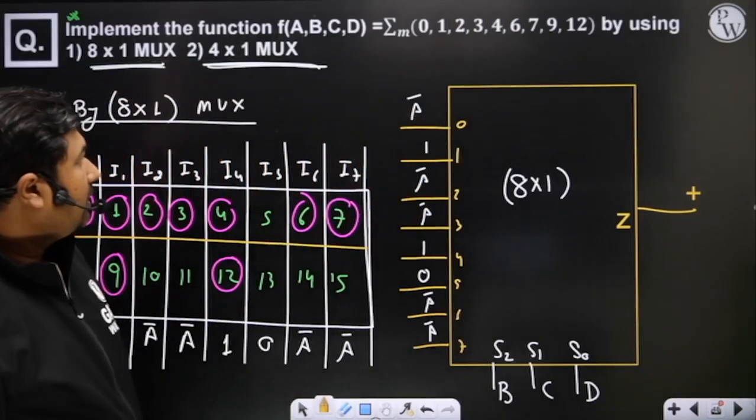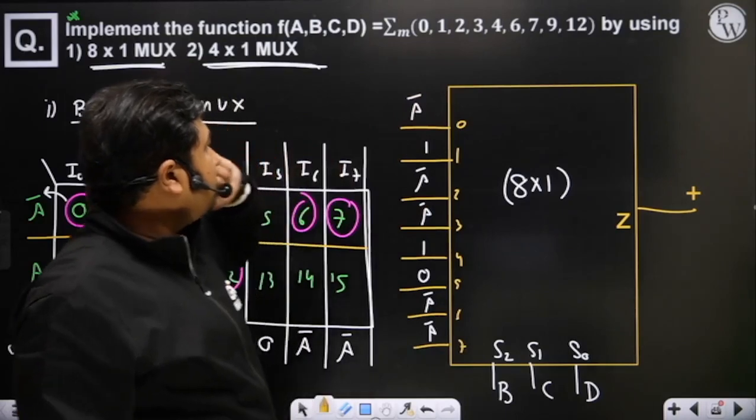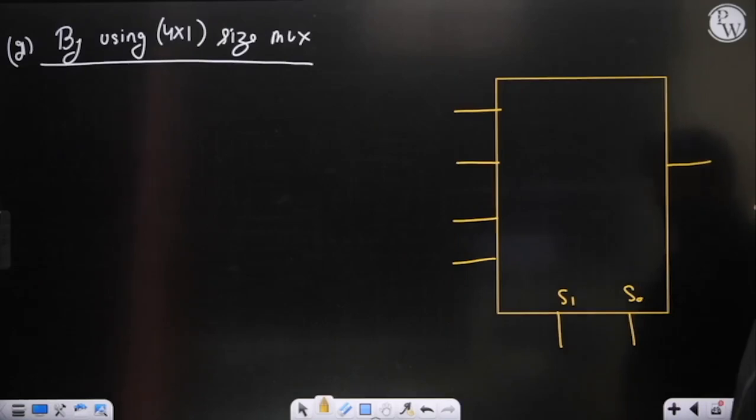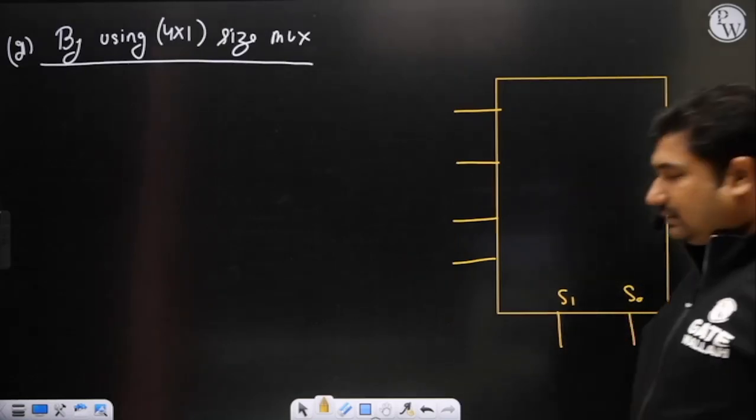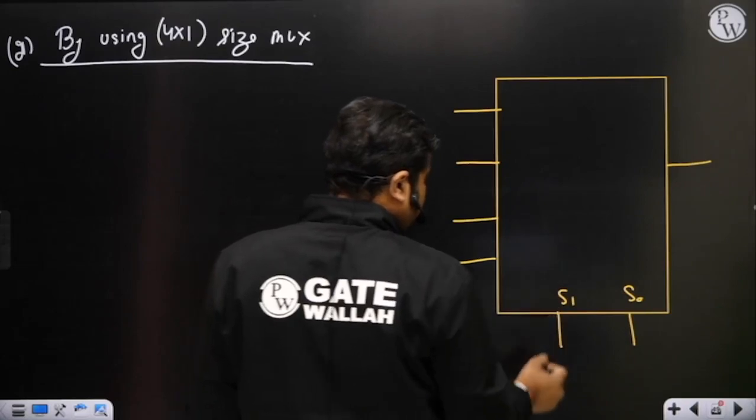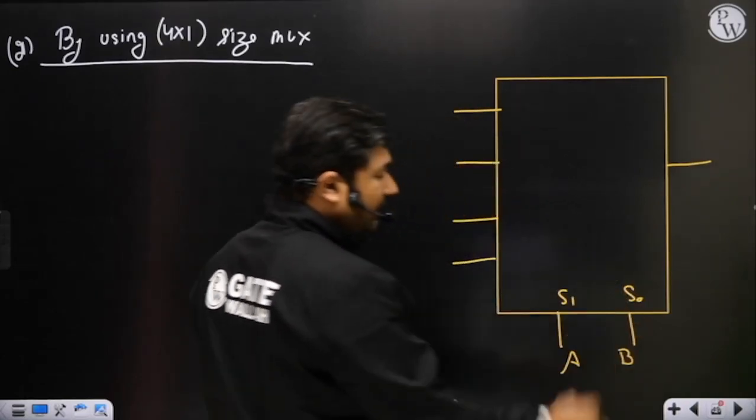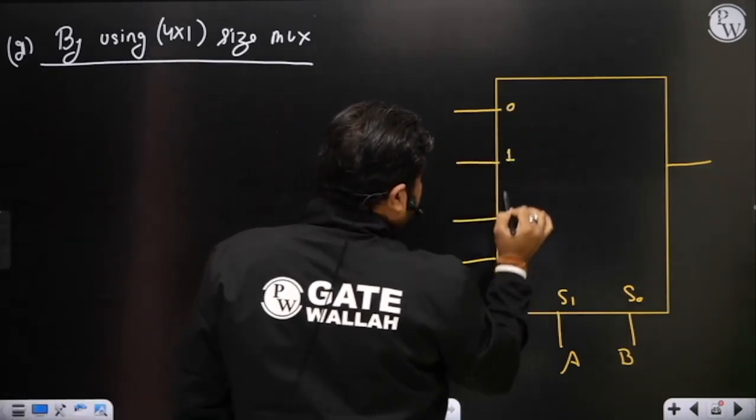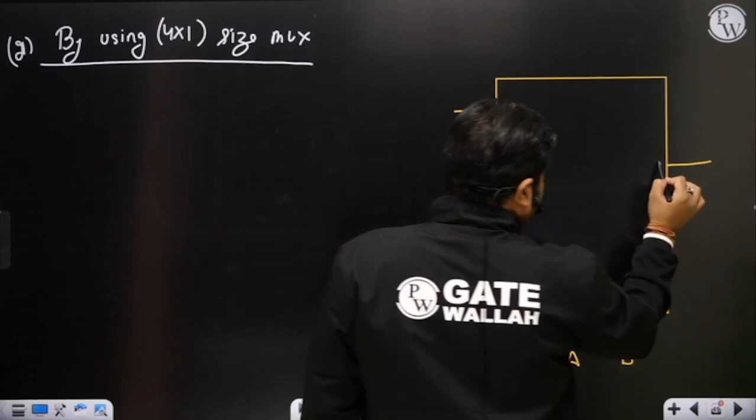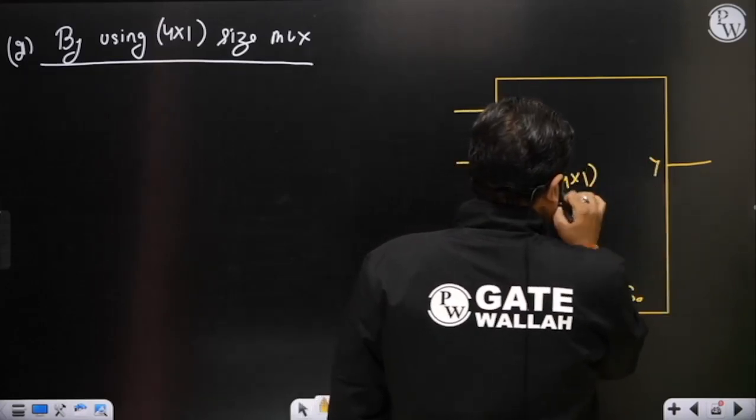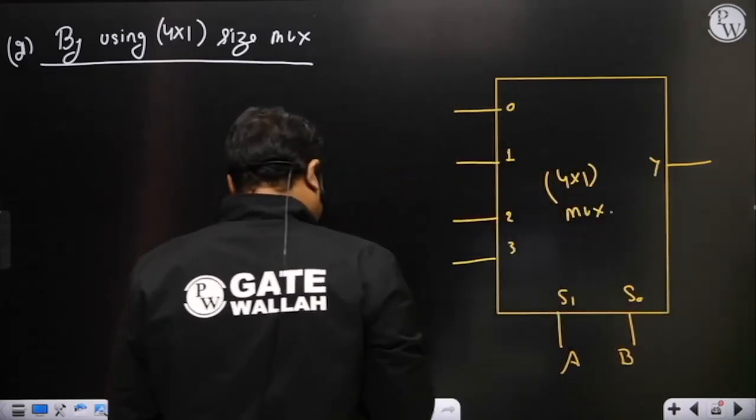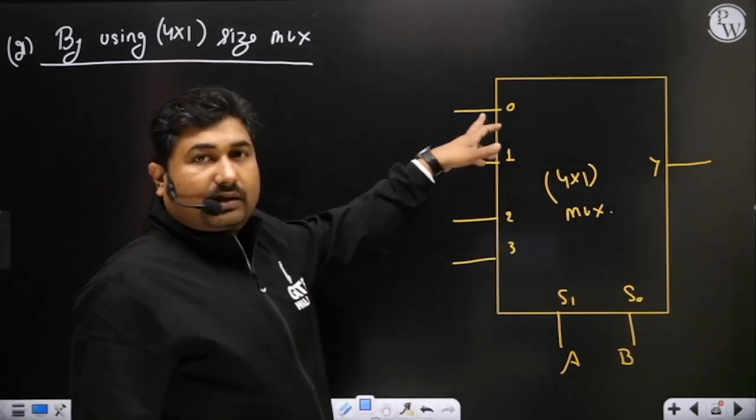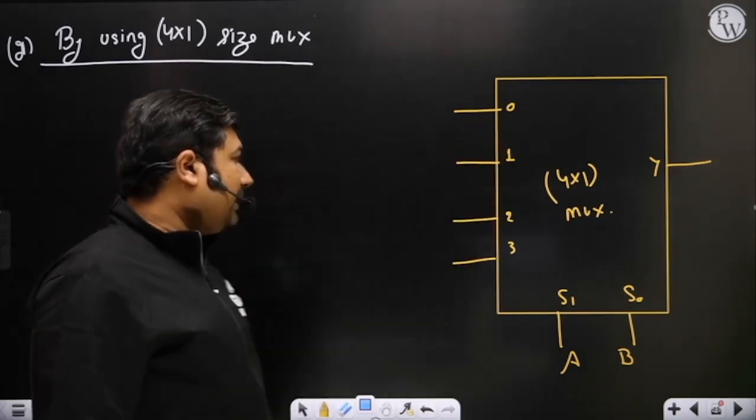Yes, sir. So as far as the function is concerned, either you can choose AB or you can choose CD onto the select line. Let's take AB onto the select line. So what are the inputs here? 0, 1, 2, 3 and your function Y. In the 4 cross 1 MUX, if I choose AB onto the select line, then we need to find what is needed onto the 0 pin, 1 pin, 2 pin and 3 pin.